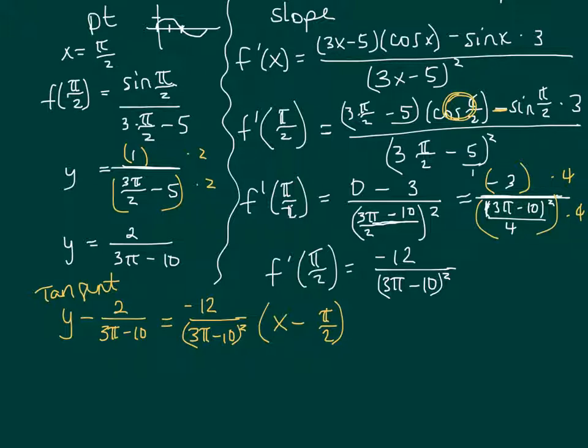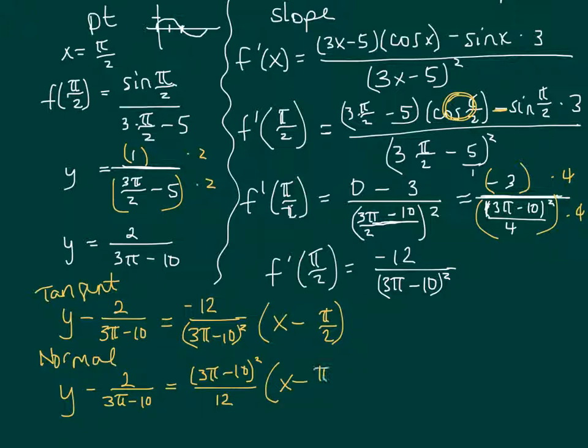Now if we need our normal line, remember, everything is the same. The point is the same, except the slope is going to be the perpendicular slope, so the negative reciprocal. So we still have y minus 2 over 3π minus 10 equals, and for the negative reciprocal we just flip it and negate it. So we get (3π minus 10) squared all over positive 12 times x minus π over 2. So there are our 2 equations of our 2 different lines.